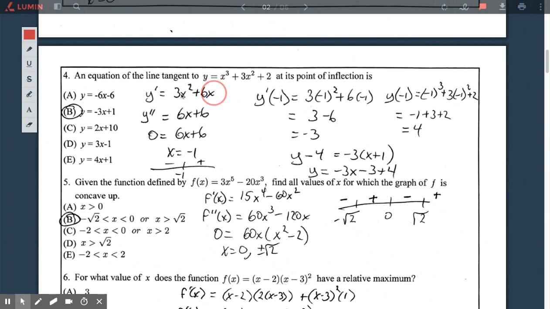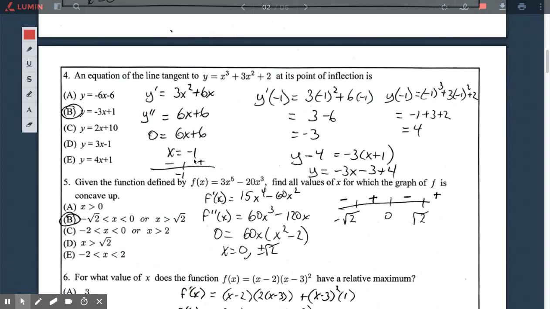So I need the first derivative, which is right here. I need the second derivative, which is right here, and set that equal to 0. So we get x equals 1. I want to verify that it is a point of inflection, so I need to make sure my signs change. So I do a sign line, and when I plug it into 6x plus 6, we see that's negative on the left, positive on the right. So since the signs change, that means it is indeed a point of inflection.